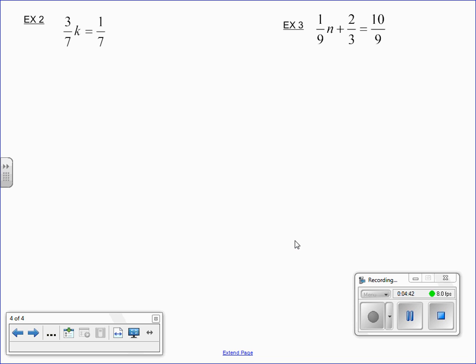All right? How do we eliminate a coefficient? How do we eliminate any coefficient? 4 times m equals negative 7. How do we get rid of the 4? What do we do? Divide. So the way we eliminate a coefficient that's a fraction is by multiplying by the reciprocal.